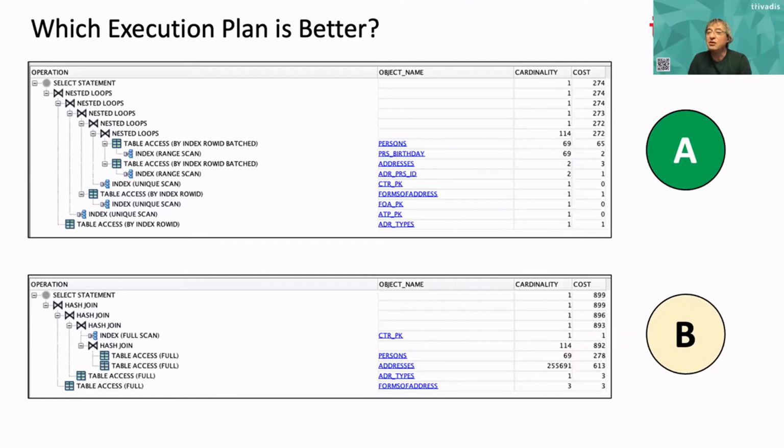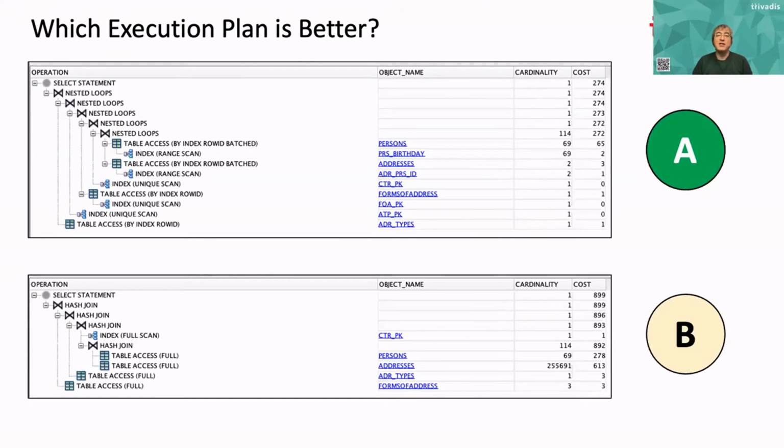So these are two typical execution plans. The first one uses indexes, and indexes in combination with nested loops. And what you can see here is only the number of rows here, so the cardinality for each row is quite low.